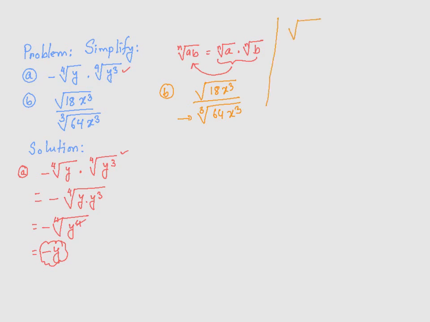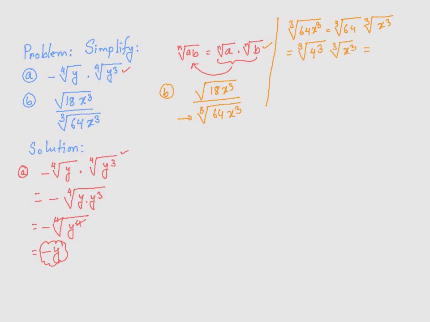Cube root of 64x cube is going to be cube root of 64 times cube root of x cube. Again, I have used this formula to simplify it. Now, cube root of 64, which is going to be 4, by the way, because 4 cube is 64, and then cube root of x cube.